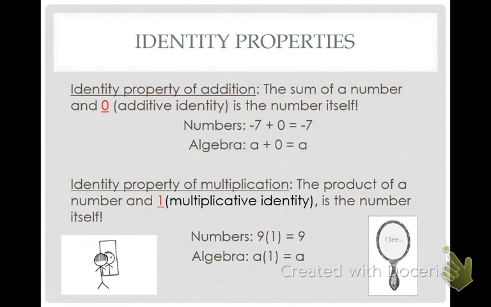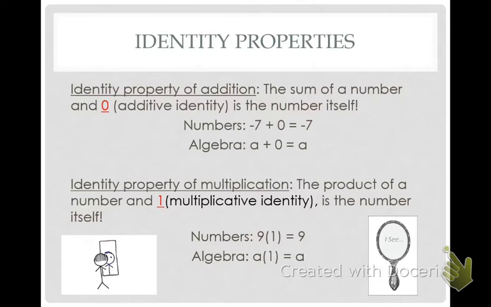So right here, I have a mirror. Whenever I look in this mirror, who do I see? Yourself. I see myself. When Michael looks in the mirror, who does he see? Myself. He sees himself. If you think about a mirror, whenever you see a mirror, you see yourself. So think about a mirror when we're talking about the identity properties.